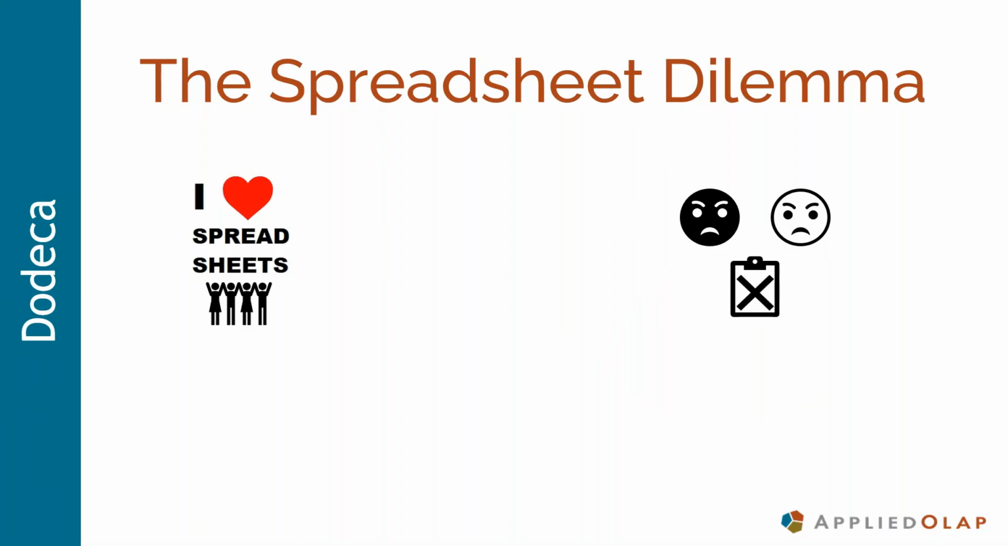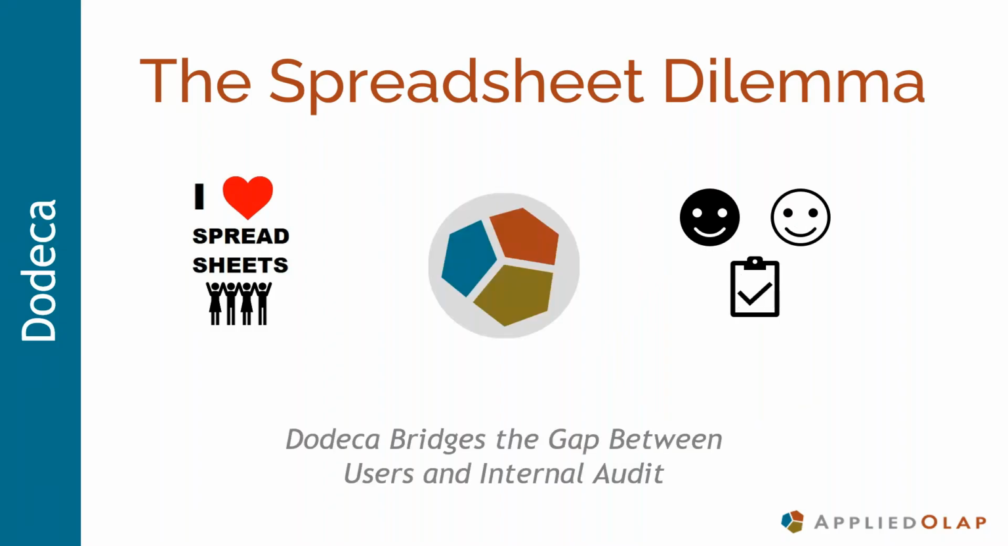And so we've got the Dodeca product here in the middle, and the idea is that Dodeca is going to bridge that gap between the users who love their spreadsheets, live and breathe in spreadsheets, and IT and internal audit who want to control those spreadsheets but have no real way of doing that. That's where Dodeca comes in. It gives the spreadsheets to the users that they want and love, and it gives IT and internal audit the control that they need to reduce risk in their organization.